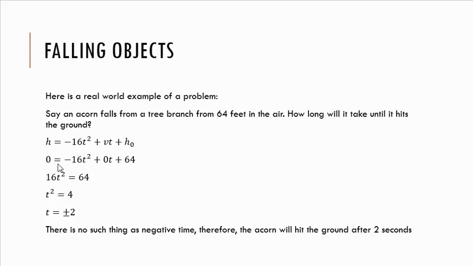I'm going to subtract 64 from both sides and add 16t squared to both sides, and I'll get 16t squared equals 64. I divide each side by 16, and I get t squared equals 4. If I take the square root of both sides, I get t equals plus or minus 2. Since we started the timer at 0, and there's no such thing as negative time, we only have one answer. Even though algebraically it gives us positive or negative 2, it doesn't make sense to have negative time. So we only take the positive answer. Our answer is the acorn will hit the ground after 2 seconds.